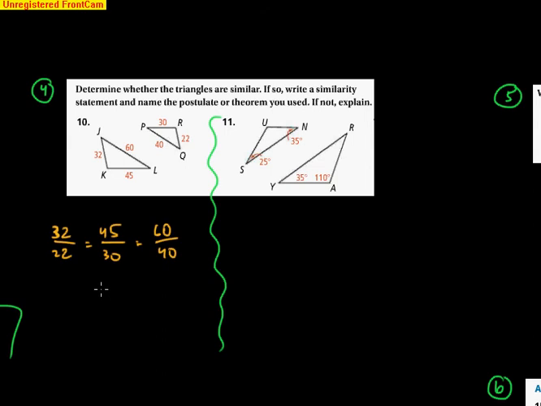And now I will divide down. 32 divided by 22 is 1.45. Doesn't end nicely. 45 divided by 30 is 1.5. I can stop now. They're not equal. If I kept going, 60 divided by 40 is also 1.5, but this one screws it up. They are not proportional sides. Therefore, these two triangles are not similar.